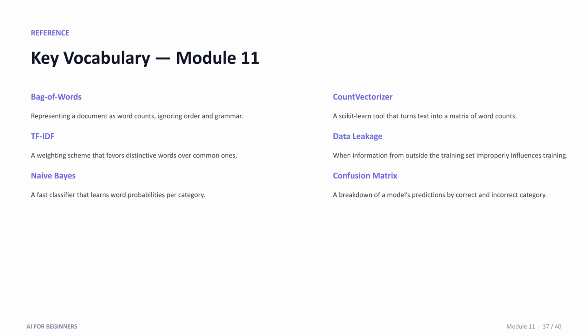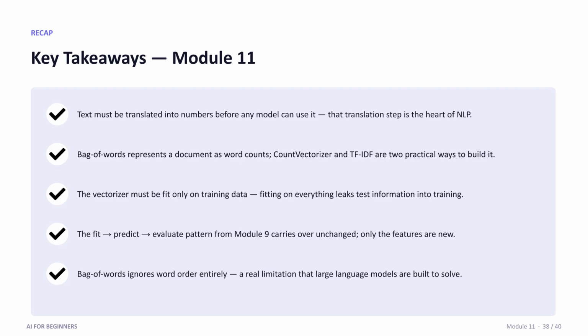Here is a quick reference guide for the key vocabulary from this module, including concepts like Bag of Words, TF-IDF, and data leakage, which are essential for your toolkit as you continue learning NLP. The key takeaways are clear. Computers need numbers to process text. Vectorization is the engine for this. Data integrity is vital to prevent leakage. And while simple, Bag of Words is a great starting point.